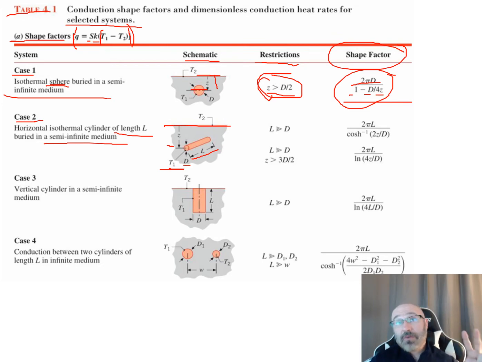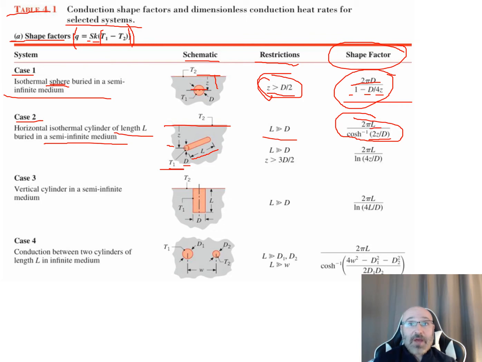Now, there's two different cases. The restriction here says if our L is much greater than D, so the length of our cylinder is much greater than the diameter, then we can use this relationship right here, where we have 2 pi L over the inverse hyperbolic cosine of 2Z over D, where Z is that depth again, D is the diameter, and L is our length of our cylinder.